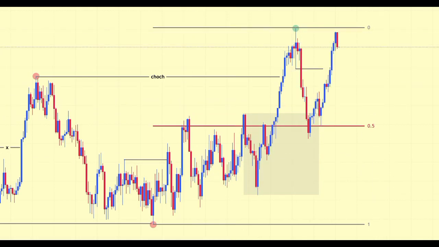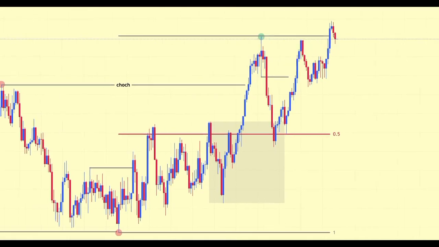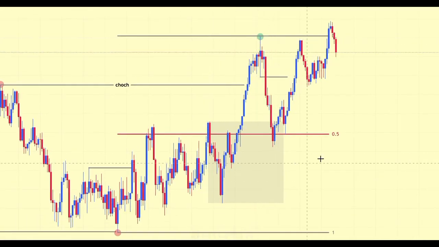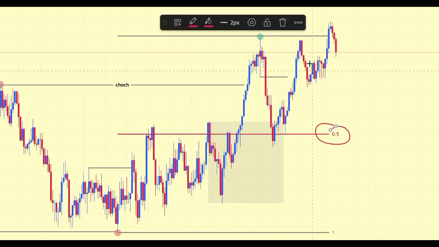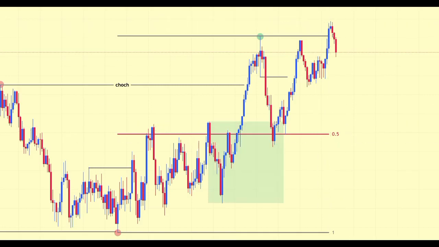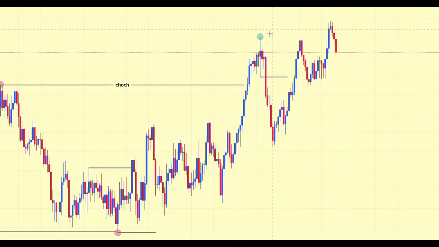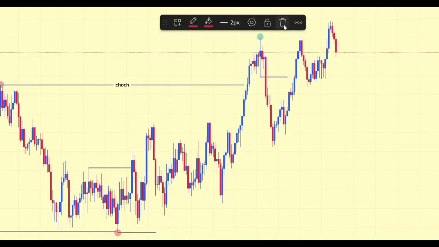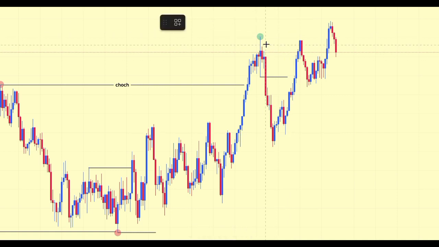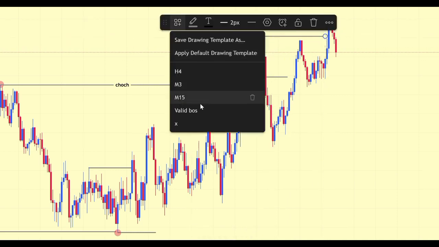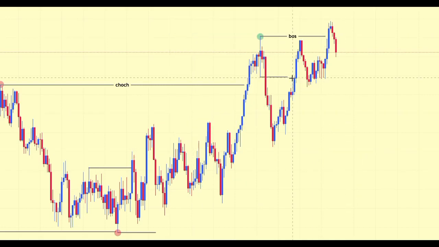You can clearly see price is still in our range, but then eventually price made a break past that high. So exactly right there, we can clearly see the retracement was deep exactly here. You can clearly see 50% retracement. So this means that this one here is a valid break of structure. So let me use this one here. Yep, so that's a valid break of structure. Exactly right there, that's a valid break of structure.